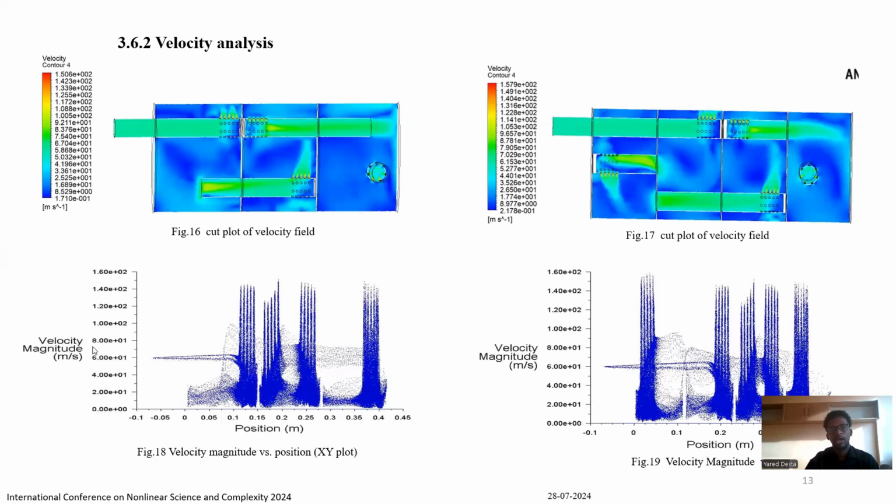The below directly shows the 2D velocity magnitude versus position graph of the above velocity analysis. Similarly for the velocity, this is the cut plot for the designed muffler, and this one is the velocity magnitude versus the position graph.